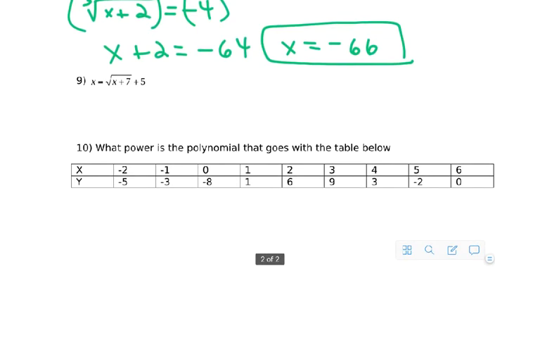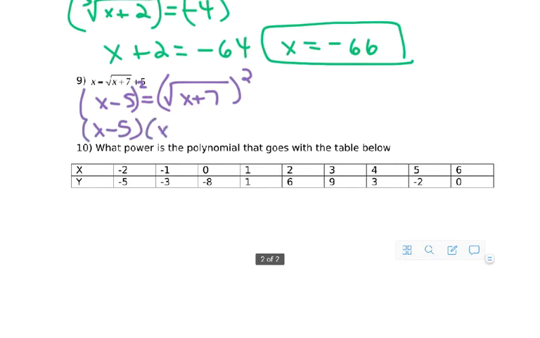Number 9. In order to isolate the radical, the first thing I'm going to have to do is subtract the 5. This problem's a little harder because there are x's on both sides, but at least I isolated the radical, and I'm ready to square both sides because I'm getting rid of a square root. So the left-hand side, when you multiply x minus 5 times x minus 5, is going to give you x squared minus 10x plus 25. And the right-hand side is going to be x plus 7 because they cancel.